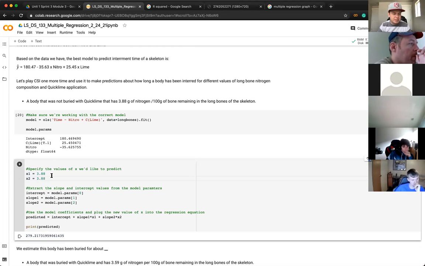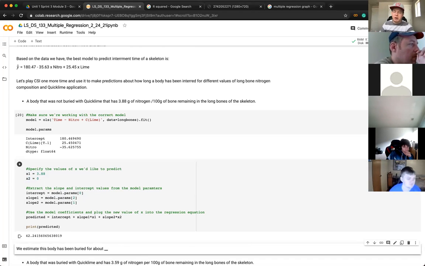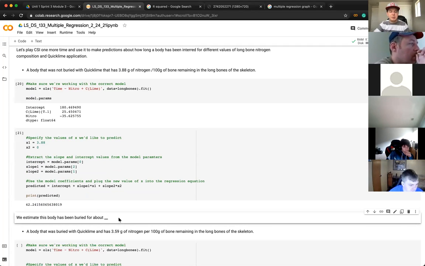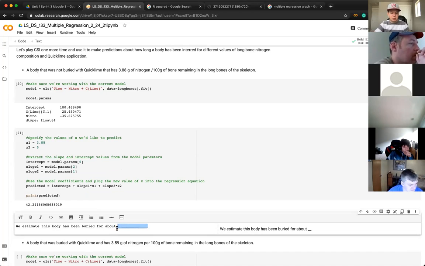Actually, I'm going to leave this the same. I still want nitro to be first and lime to be second. I'm going to swap these model params. I'm going to say that slope 1 should be nitro and slope 2 should be the presence of lime. Okay, 42.24 years. That seems a little bit more normal, and it's actually the correct prediction here. So we estimated this body has been buried for about 42 years.